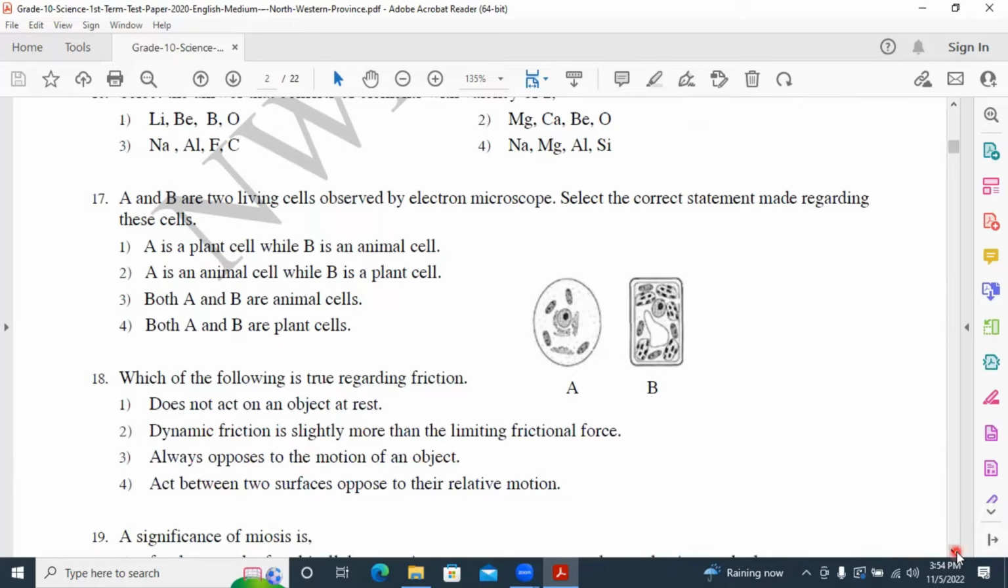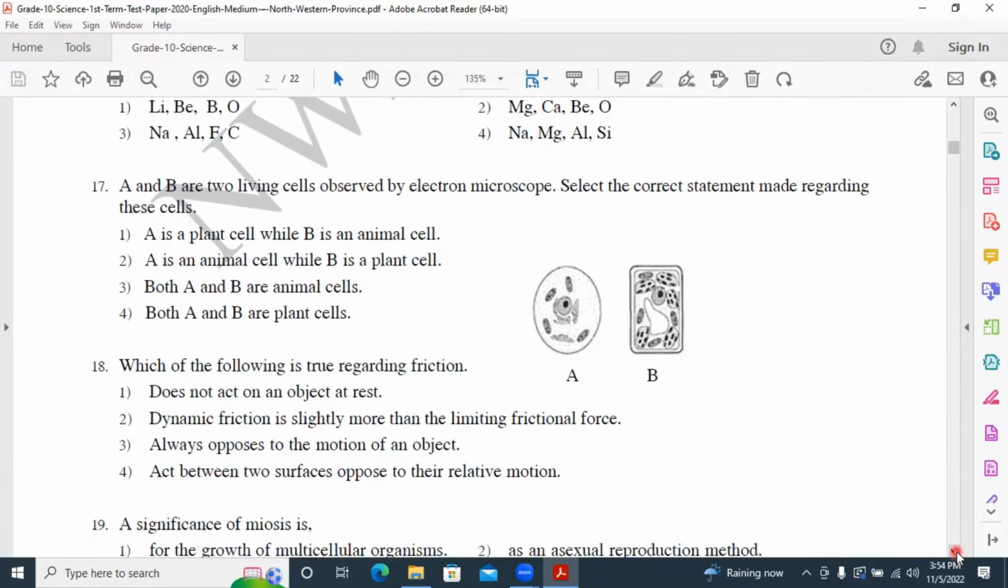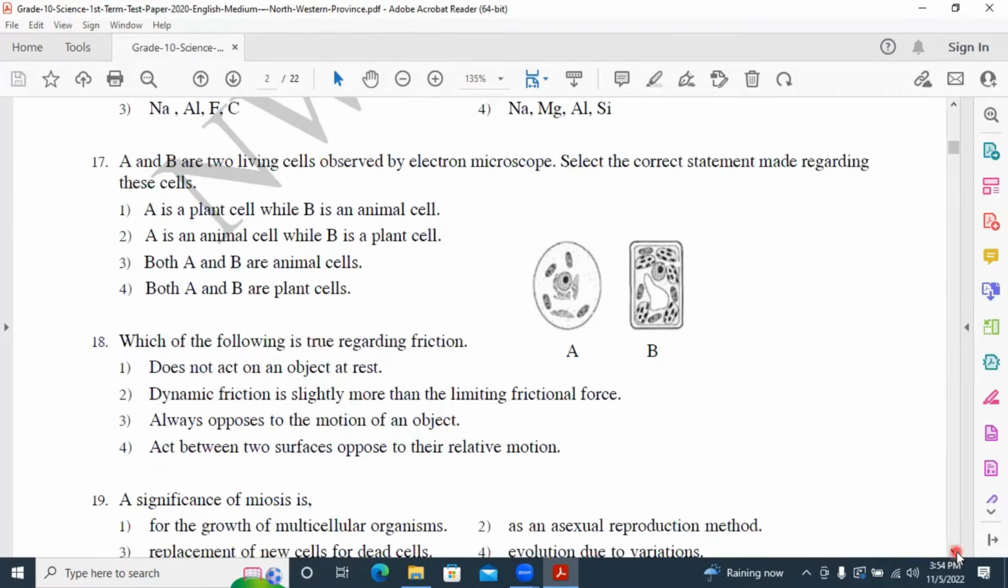A and B are two living cells observed by electron microscope. Select the correct statement made regarding these cells. Answer number 2. A is an animal cell while B is a plant cell, because we can see in B there's a large central vacuole and also there's a cell wall. That is why it is a plant cell.